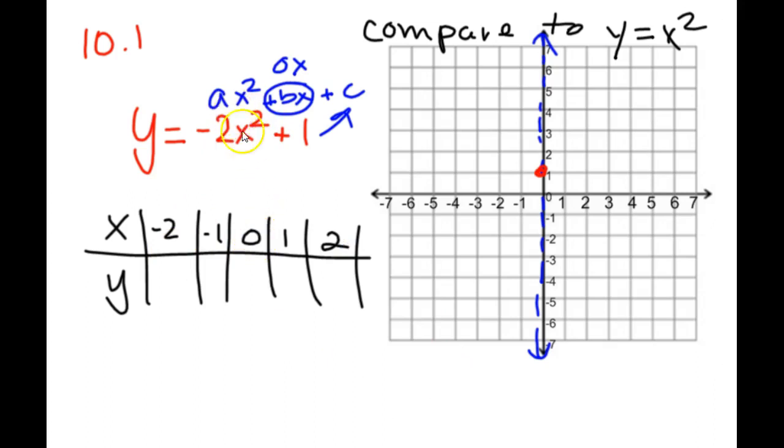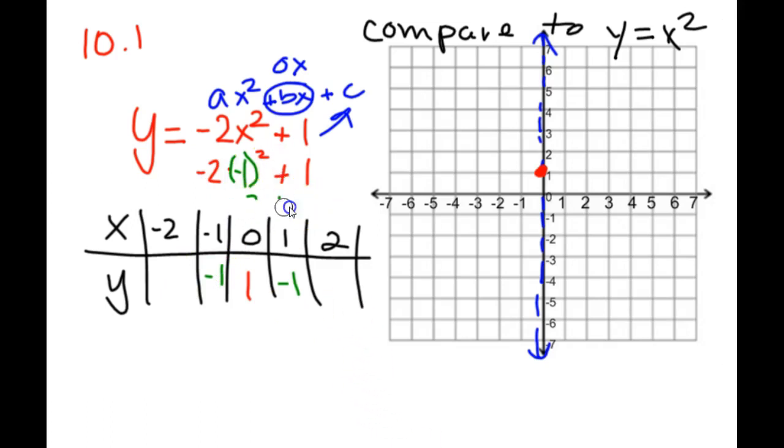So if we plug in 0 first, remember exponent first, 0 squared is 0, times negative 2 is still 0, plus 1 is 1, which we technically already graphed, 0 up 1. Then if we plug in a 1, order of operations again tells us to do our exponent first. 1 squared is 1. 1 times negative 2 is negative 2. And a negative 2 plus 1 is negative 1. Same thing on the other side. If we have a negative 1 squared, again, positive 1, times negative 2 is negative 2, plus 1 is negative 1.